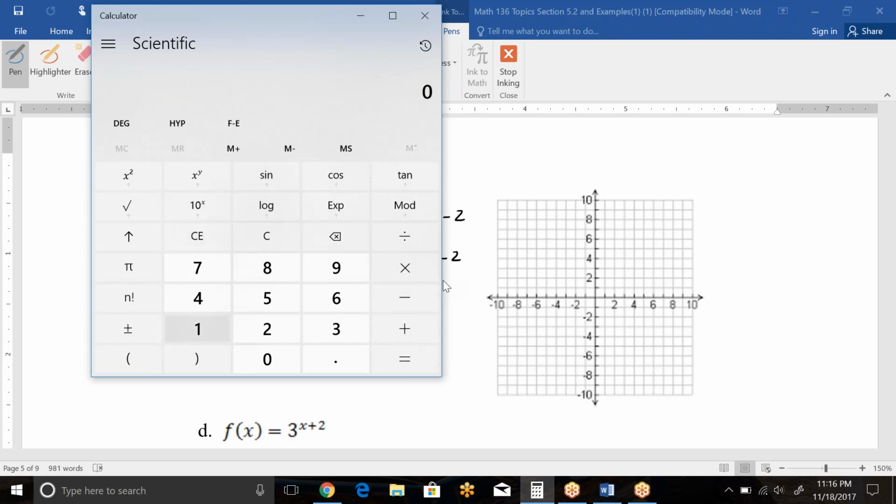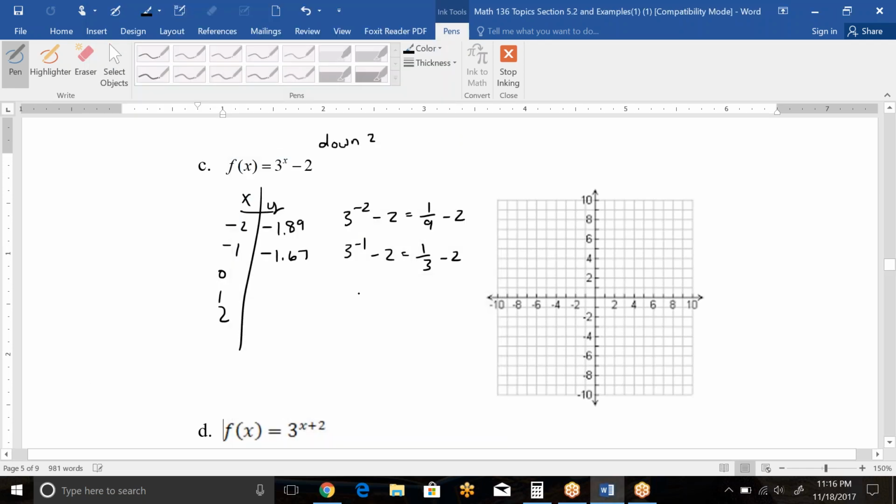Okay, 3 to the -1 minus 2 is 1/3 minus 2. And you could probably do this in your head, but I'm going to use my calculator. So we're just trying to get in the right area, so that's -1.67. 3 to the 0 is 1. 1 minus 2 is -1. 3 to the first is 3. Minus 2 would just be 1. 3 squared is 9. Minus 2 is 7. So this is -2, -1.89. -1, -1.67. 0, -1. 1, 1. And 2, 7.